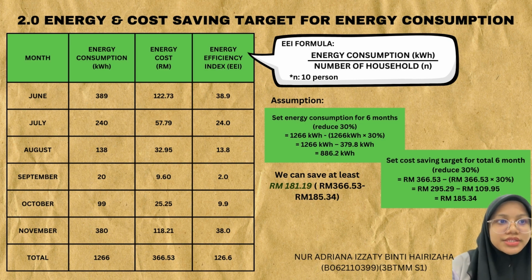We assume that the set energy consumption for 6 months is reduced by 30%. That we get 886.2 kilowatt. And for the set cost saving target for total 6 months that is reduced by 30%, we get 165 ringgit and 34 cents. So we can conclude that we can save at least 181 ringgit and 90 cents.